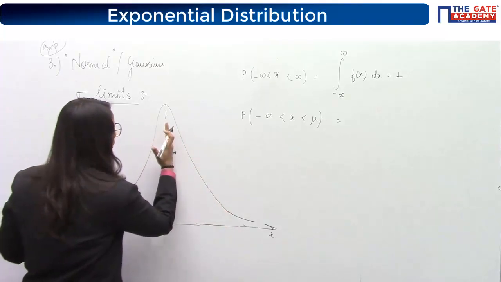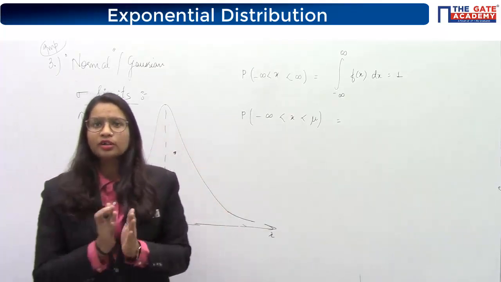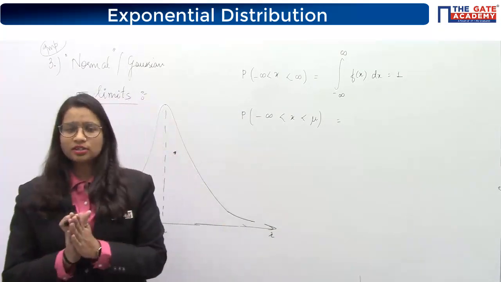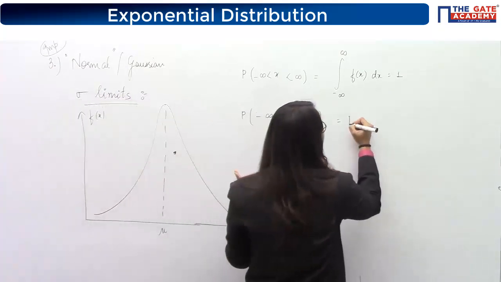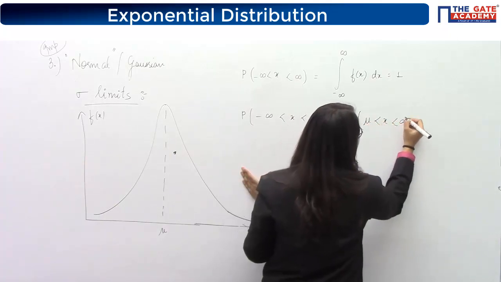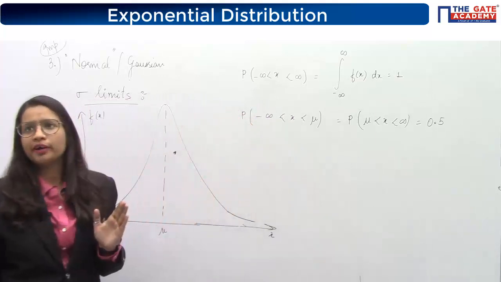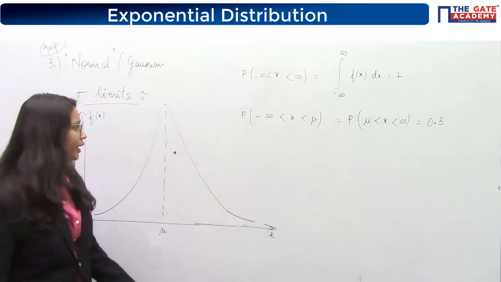So if I ask what is the area of this region, you will say it is nothing but half, because the curve is symmetrical. Yes or no? So this value will be equal to this value, and it will always be equal to half, that is 0.5. Everybody has understood this point, I guess.